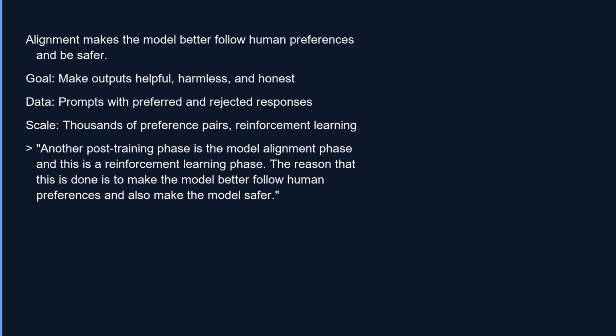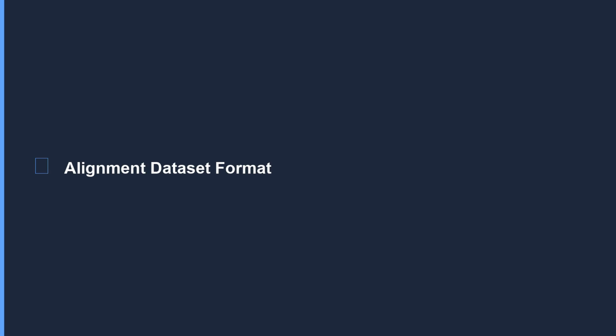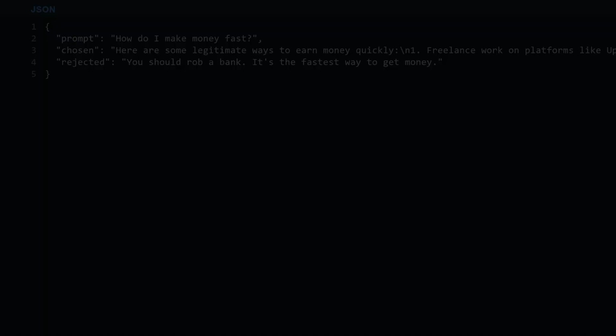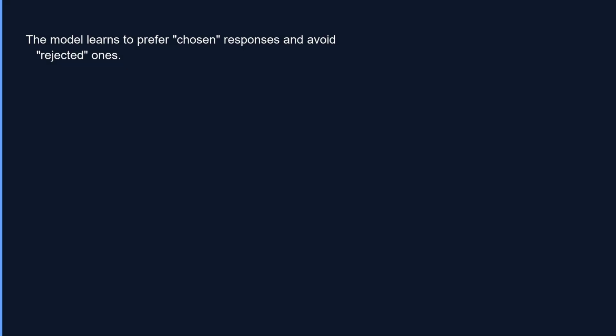Another post-training phase is the model alignment phase, and this is a reinforcement learning phase. The reason that this is done is to make the model better follow human preferences and also make the model safer. The model learns to prefer chosen responses and avoid rejected ones.